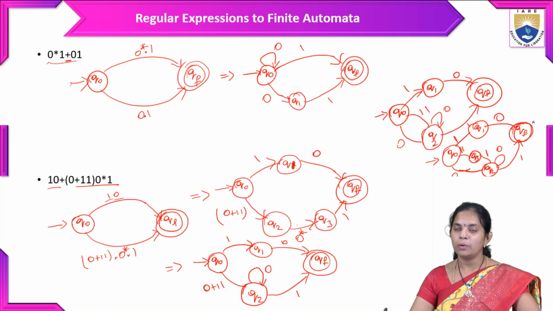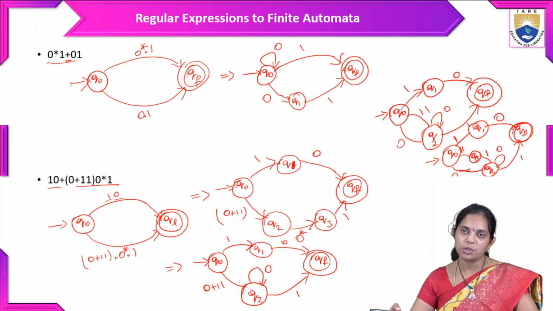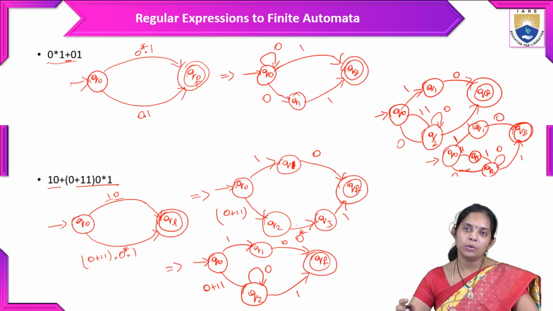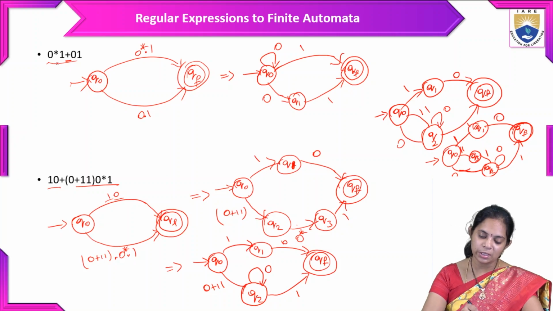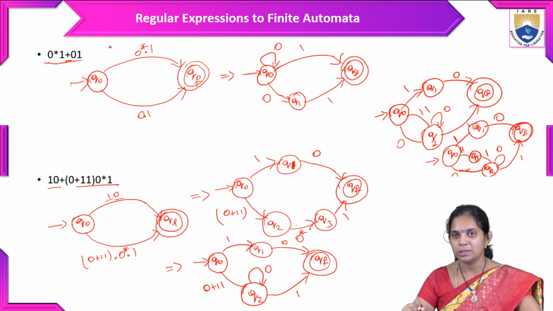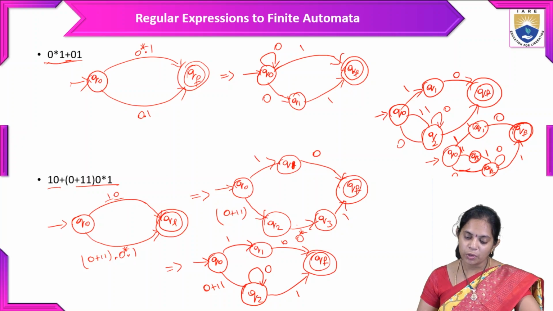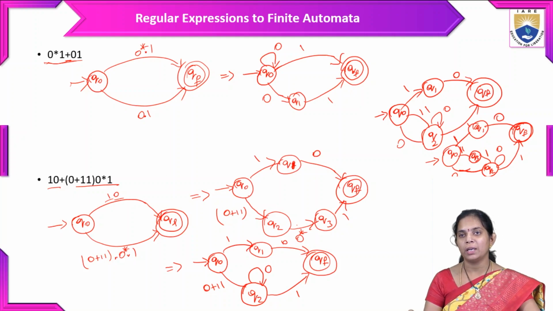So here is how we are converting the regular expression to a finite automata. The first step is we need to divide according to the choices, like plus indicates, so with these two options we can reach the final state, and then we need to divide that according to the star and concatenation operation and with the plus symbols. So this is about regular expressions to finite automata.